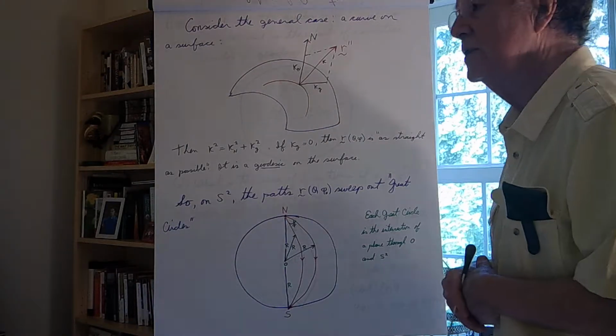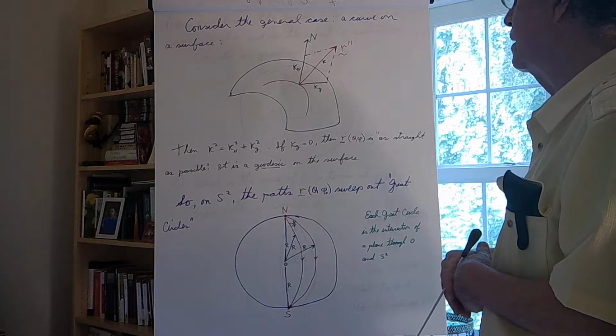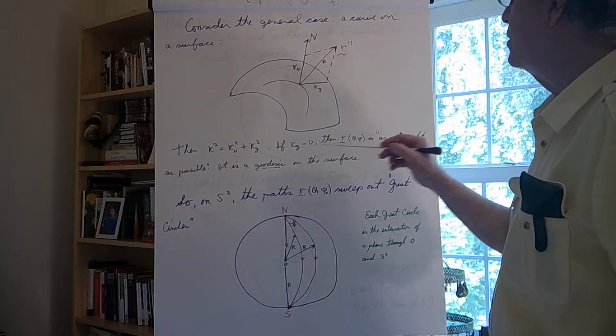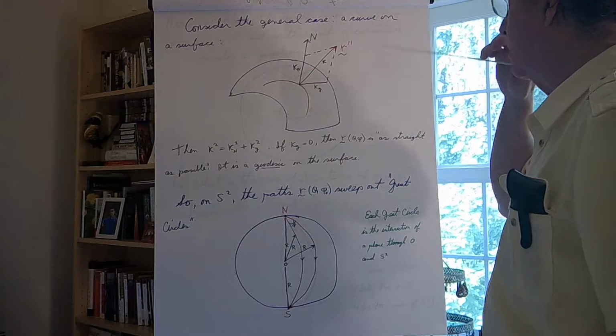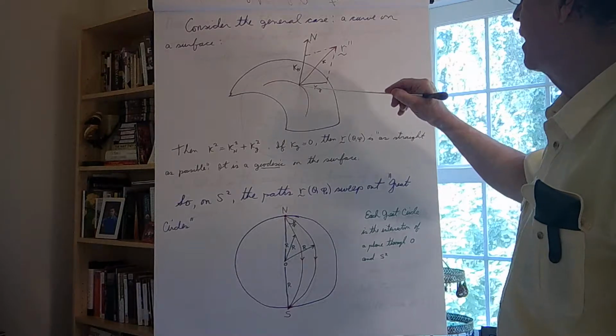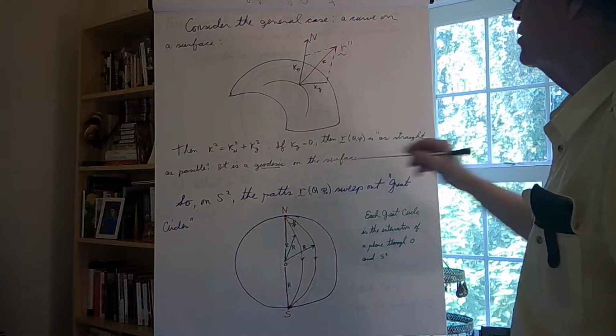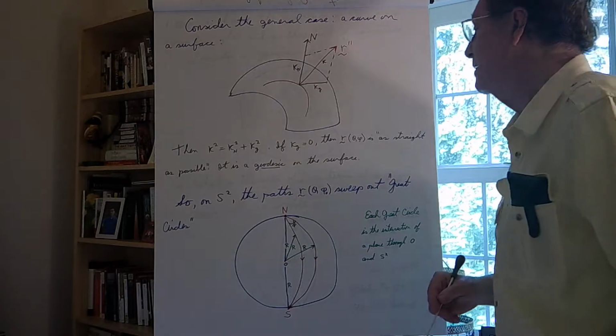because kappa normal is what it inherits from the surface itself. Okay, the surface is curved. I can't make the curve more straight than that. But I can arrange the direction of the curve at this point such that kappa g is equal to 0, and then it is as straight as possible. It is a geodesic on the surface.